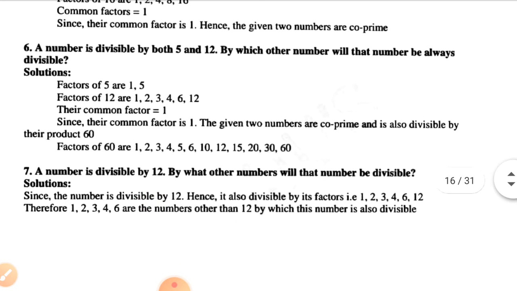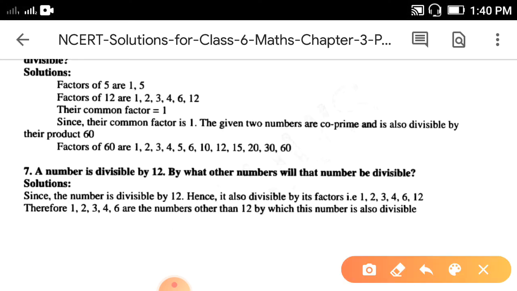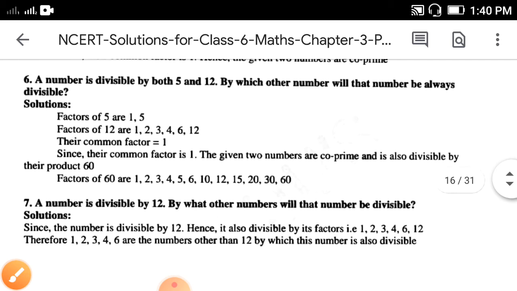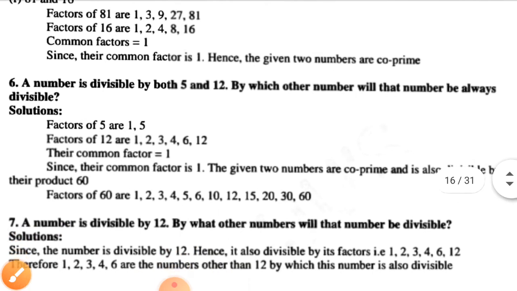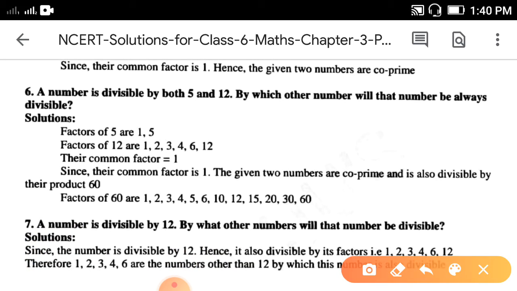Next, question number 6. A number is divisible by both 5 and 12. By which other number will that number always be divisible? Any number that is divisible by 5 and 12, we can guess, can be divisible by their factors also. So first find the factors of 5, that is 1 and 5, and factors of 12, that is 1, 2, 3, 4, 6, 12. Out of both, the common factor is 1.